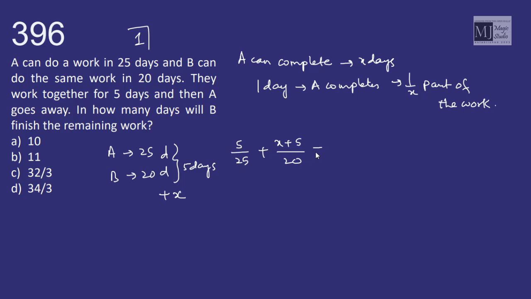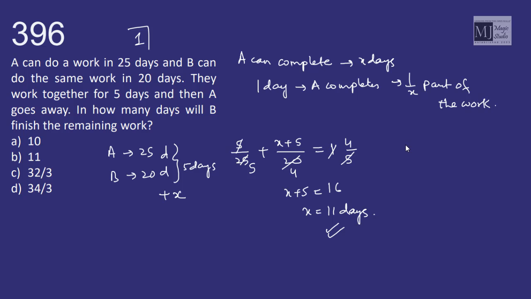That means 5 by 25 plus X plus 5 by 20 should be equal to 1. This is 1 by 5. I deduct it from this end. 4 by 5. Then 5 goes out with 4. X plus 5 is 4 into 4, 16. X equals 11 days. In how many days will B finish the remaining work? Answer is 11 days.